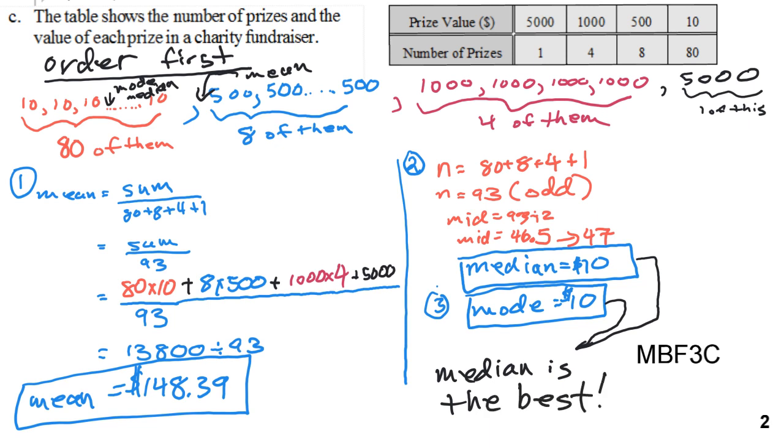Because it represents the middle number of the set. And also, you could say the mode is the best because it's the most valuable, it's the most used number in our list. So $10 is the best number for the prizes, the best measure of central tendency.